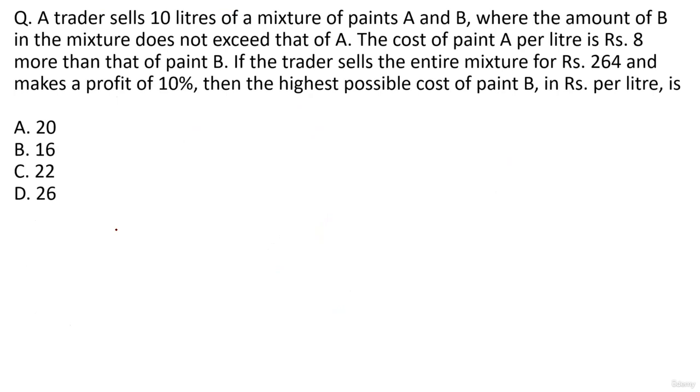A trader sells 10 liters of a mixture of paints A and B, where the amount of B in the mixture does not exceed that of A. Okay, so I just noted down. Amount of B does not exceed means it's either less than or equal to the amount of A. And the total amounts add up to 10 liters.